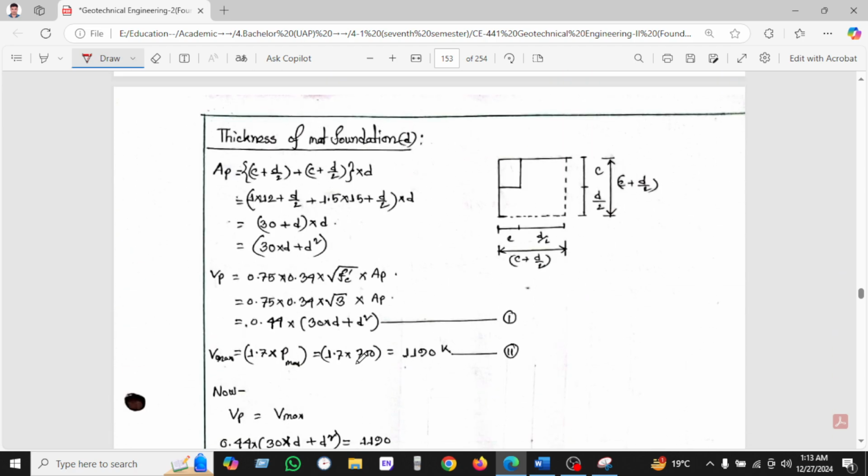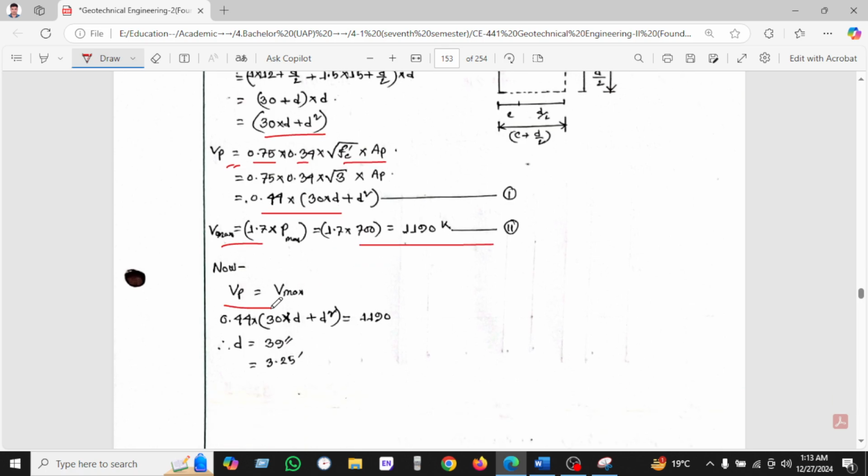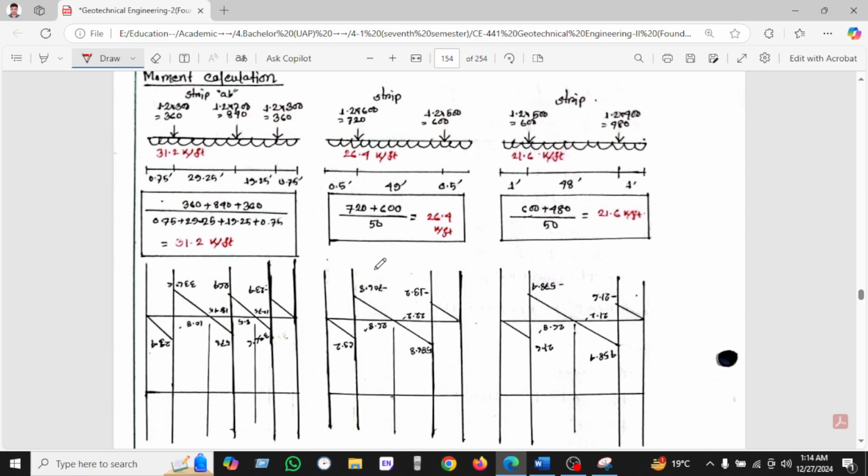Now if we calculate the thickness in this way, it equals C plus D by 2 into C2 plus divided by 2, and found this equation. And for the perimeter force, 0.75 to 0.30 root over f, and found this equation, and b max equals this equation. And we'll compare these equations, and found the depth, which is 39 inches. So these are the moment calculations of the mat foundation.